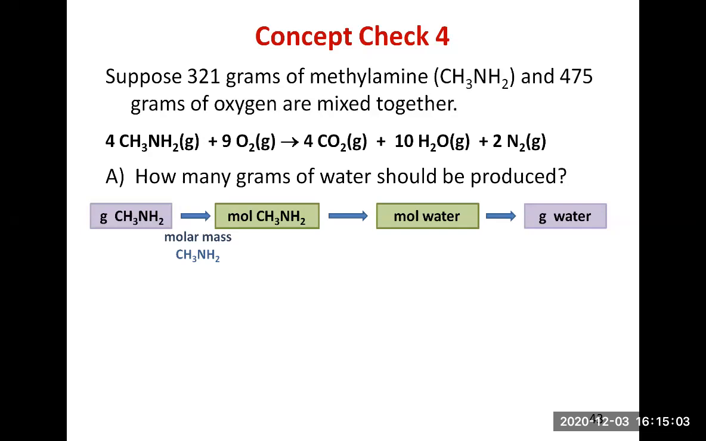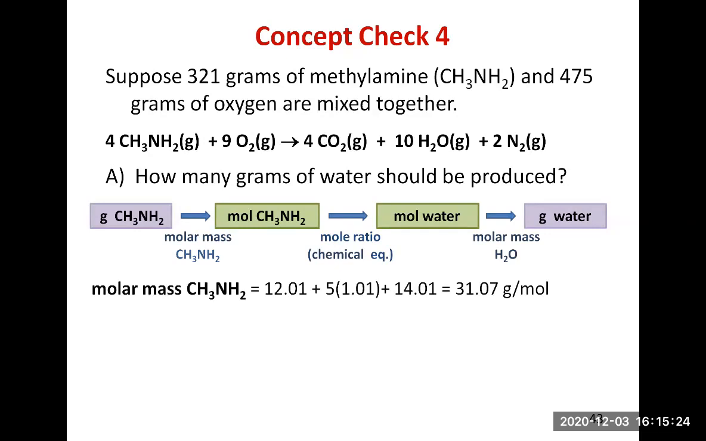So we need the molar mass of methylamine for the first step. Then we need the mole ratio from the chemical equation coefficients for the second step. And then we need the molar mass of water. So we need to gather all this information before we can start. So let's calculate the molar mass of methylamine first. Methylamine is made of 1 carbon, so you take the molar mass of carbon from the periodic table, and that's the number that has decimals below the name. So carbon, it's 12.01, and it's 1 carbon, so just 1 time.